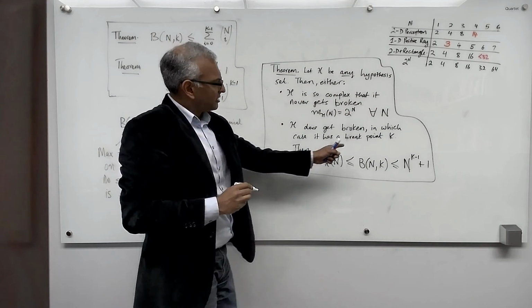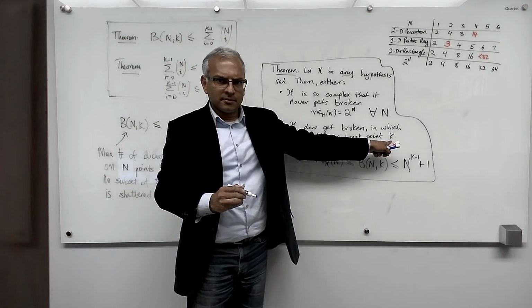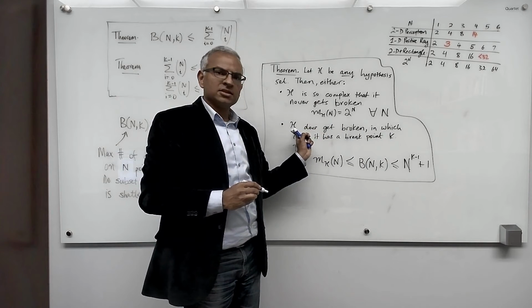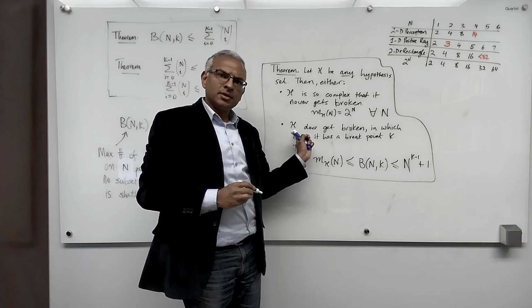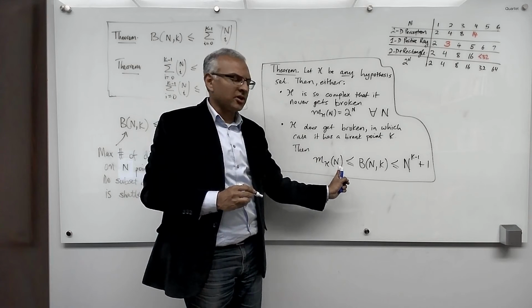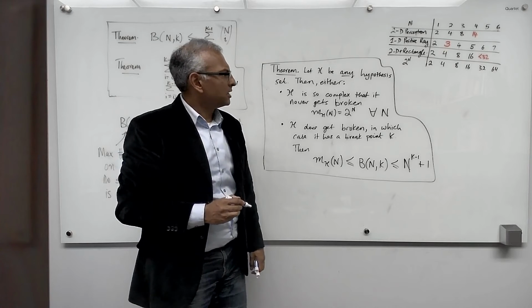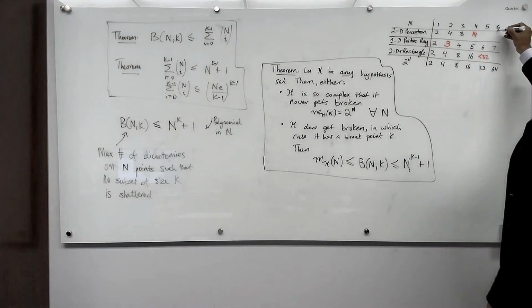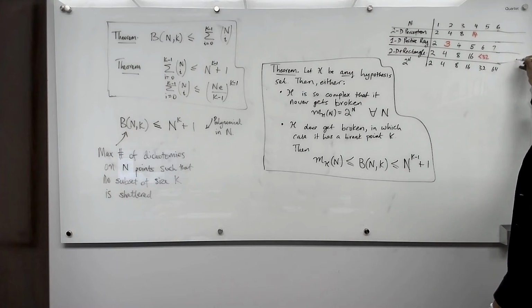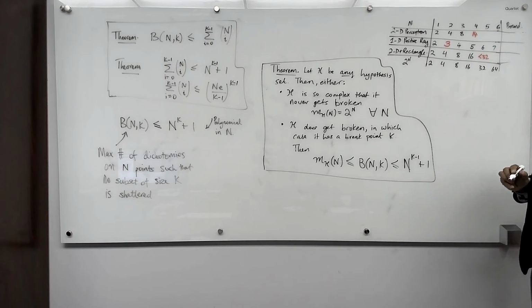Okay, so this means that the breakpoint for H plays an important role in bounding m sub h of n for all n. So let's see what that bound looks like in each of our 3 cases here.